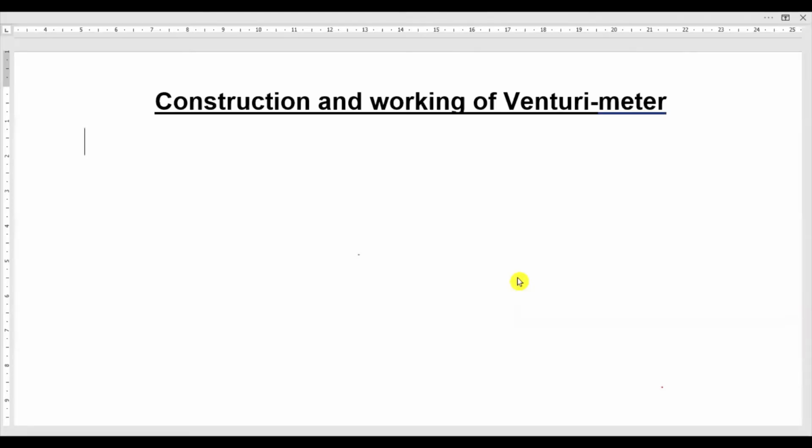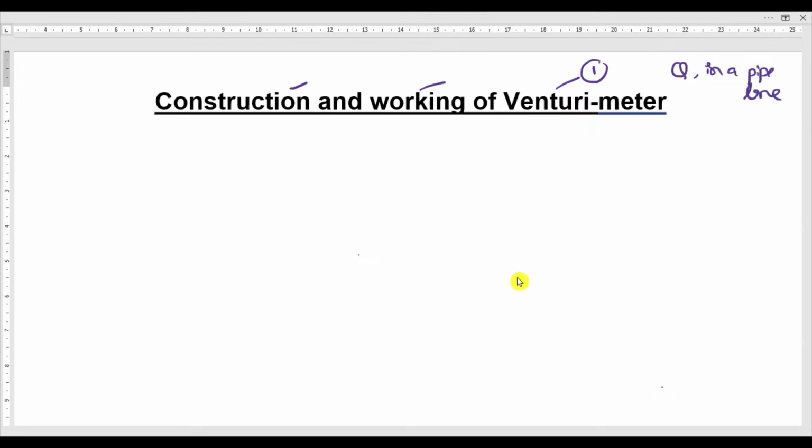Hello friends. In today's session, we will learn the construction and working of a venturimeter. So first we'll discuss the definition of a venturimeter. A venturimeter is a device which is used for measuring discharge through a pipeline.